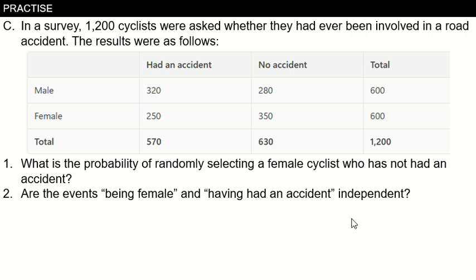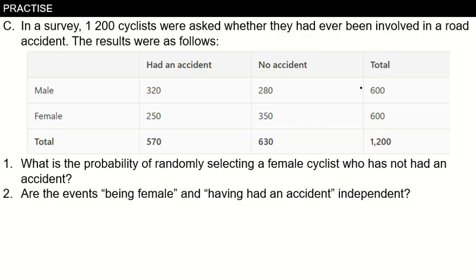Now, this is brand new. This is called a contingency table. And what it shows is a lot of statistics, basically. It says in a survey, 1,200 cyclists were asked whether or not they have ever been involved in a road accident. And the results are as follows.